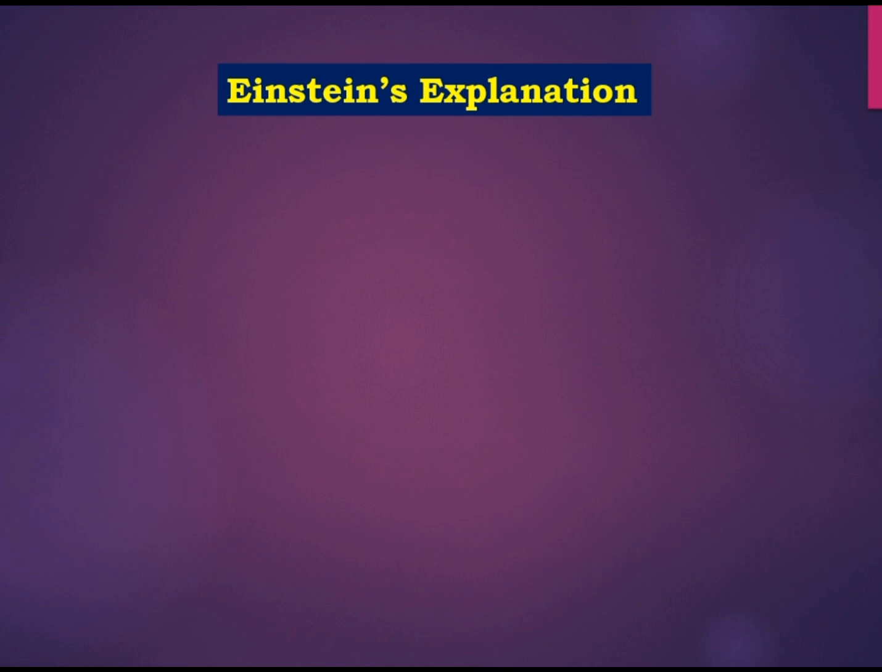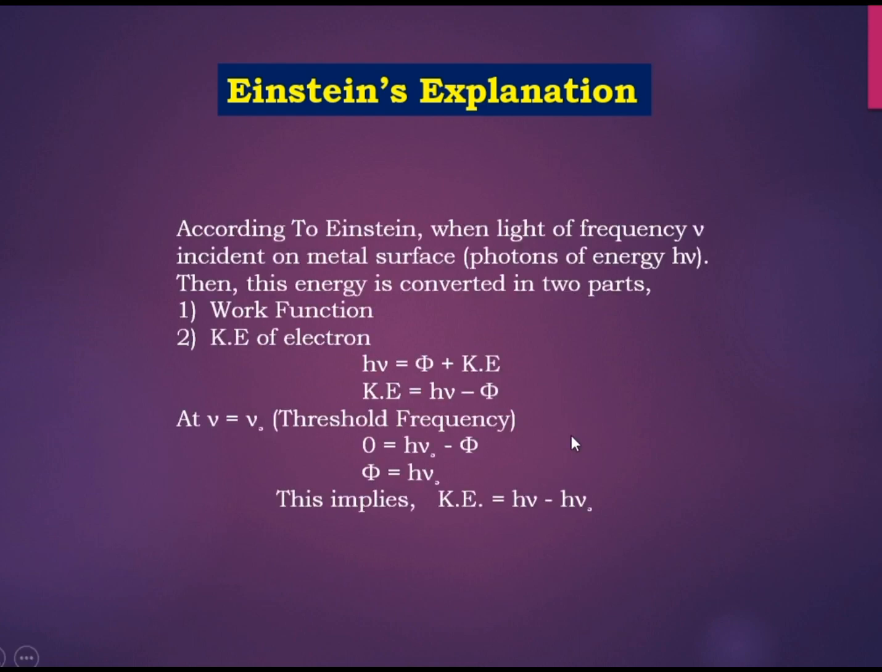Now Einstein gave the explanation for this photoelectric effect. Let us see what that explanation was. He said that the light which is incident on the metal surface is divided into two parts. What were those two parts? First was the work function, which is dependent upon the material, the metal we are using. The second was the kinetic energy. So the entire energy of the photon which is incident on the metal surface is converted into the work function of the metal surface plus the kinetic energy of the electron.